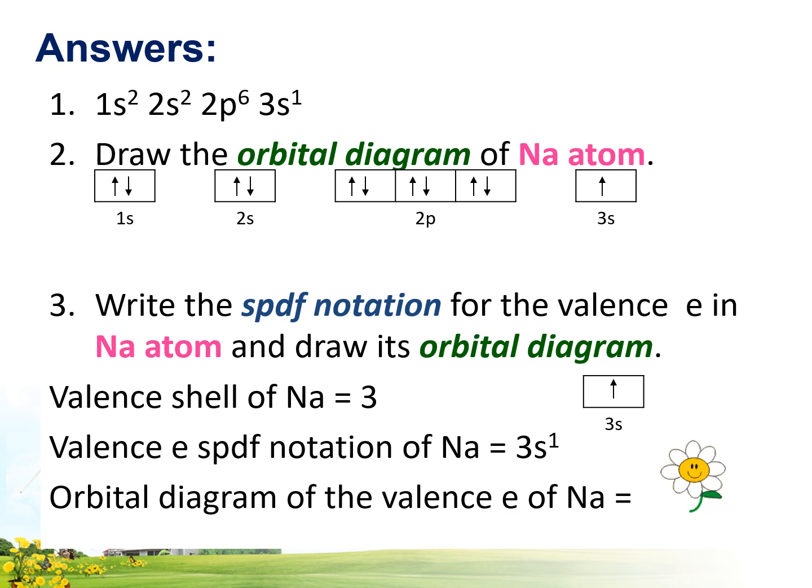Okay. The third question, write the SPDF notation for the valence electron in Na atom and draw its orbital diagram. The valence shell of Na is equal to 3. The SPDF notation is 3s1. The orbital diagram of the valence electron is shown on the slide. This is it.